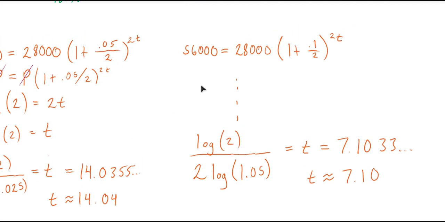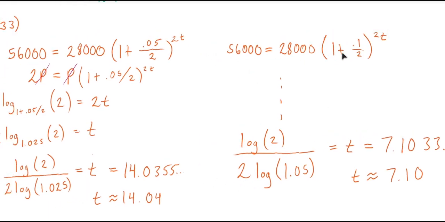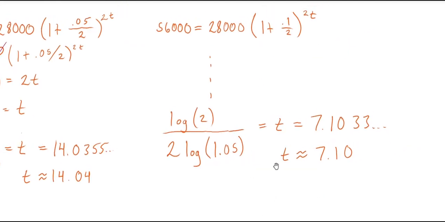On the other hand, if I wanted to use a rate of 10%, that's not going to change anything about this calculation, except for the base. 1 plus 0.1 over 2 is 1.05. And so our calculation gives us about 7.1.